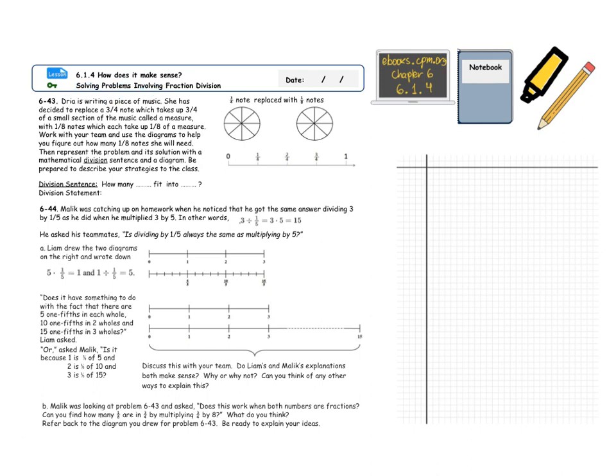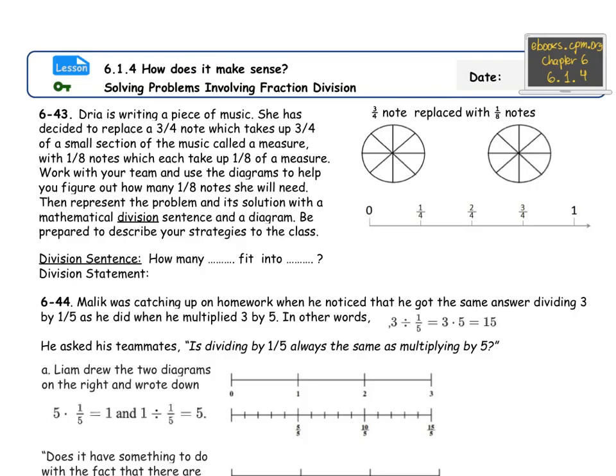Before we continue, we need to have a few supplies ready. If you do not have the handout that I'm going to use, you would need your ebook and your notebook. Of course, something to write with. If you're not using a notebook, then have paper to take notes the way your teacher has been telling you. So today's target is solving problems involving fraction division. Everything that we're doing involves fraction division.